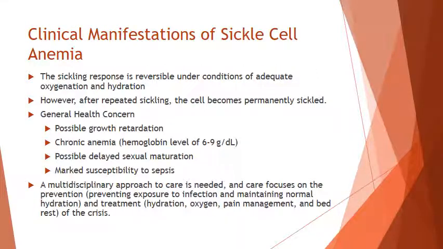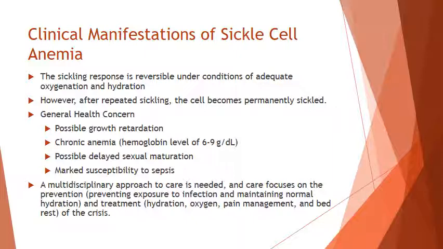Clinical manifestations of sickle cell anemia, things that you'd want to look for as you do your assessment. The sickling response is reversible under conditions of adequate oxygenation and hydration. So very important to catch this early to preserve those red blood cells. However, after repeated sickling, the cell becomes permanently sickled. It cannot come back to a round shape.